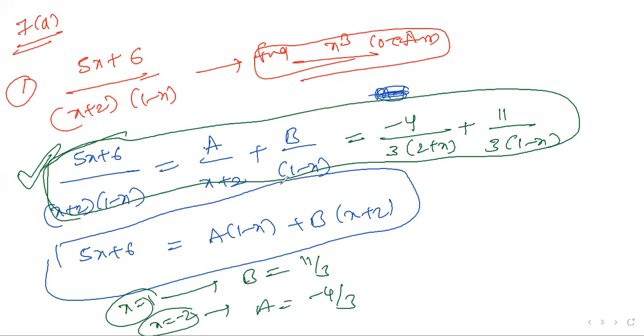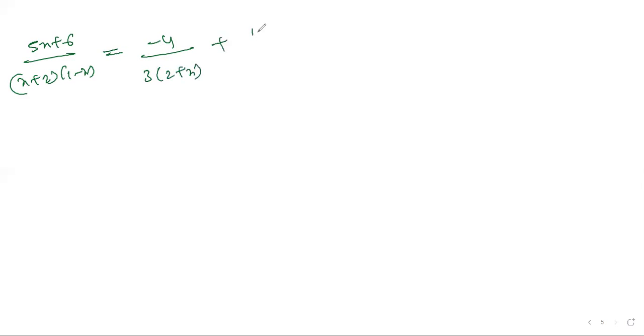From this, I will try to do my requirement for the x cube question, how I am going to look into that. I am writing the question on the next page. So what is the question here? 5x plus 6 by x plus 2 into 1 minus x. When I was writing, I got the answer here: minus 4 by 3 into 2 plus x plus 11 by 3 into 1 minus x. Till this, there is nothing new, everything you know.